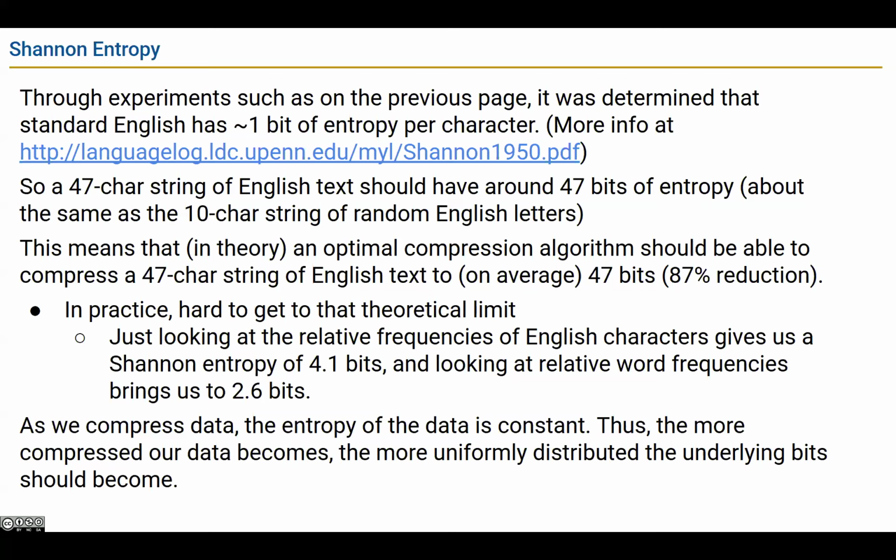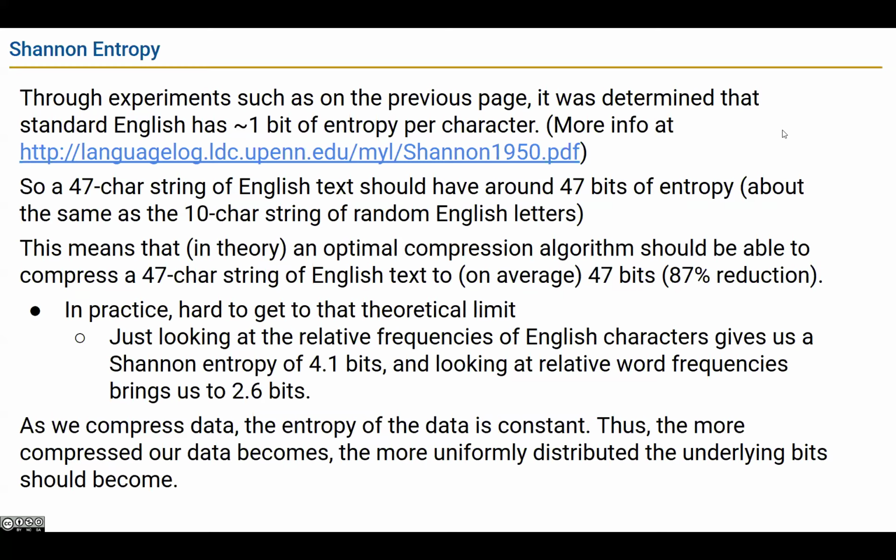Now, as we compress data, the entropy is going to stay constant because we still want to have the same set of values possible. So that means that the more we compress our data, the more uniformly distributed our bits are going to end up becoming. It's going to be more probable that you have a 50-50 shot of a 1 or 0 next, because we kind of get rid of those high probability 1s or high probability 0s in our data.